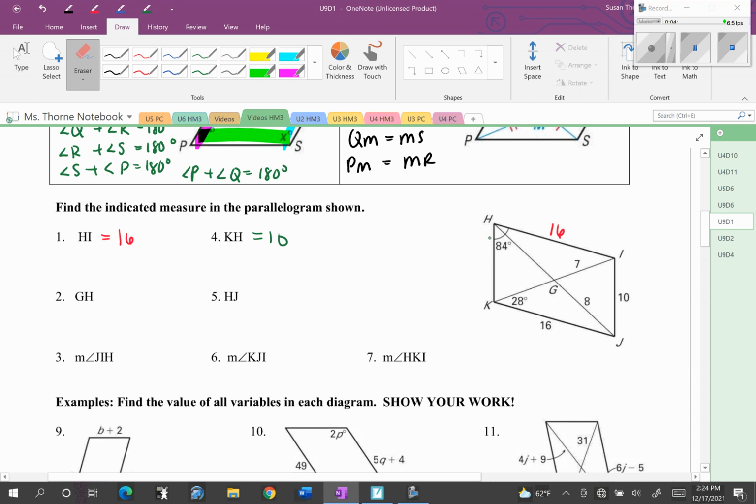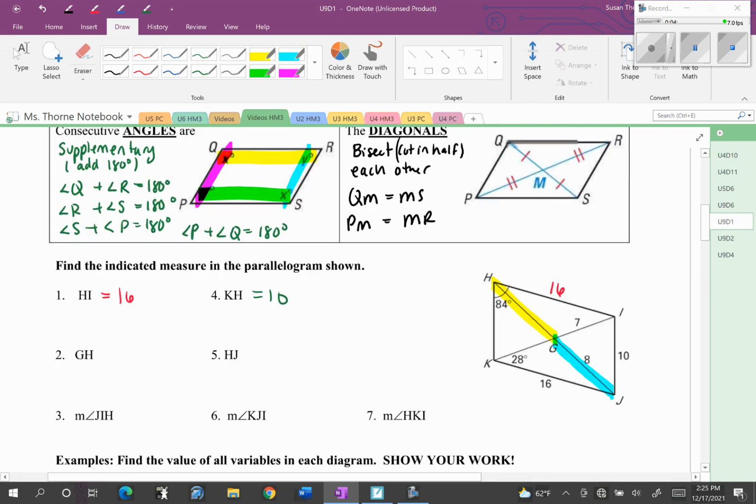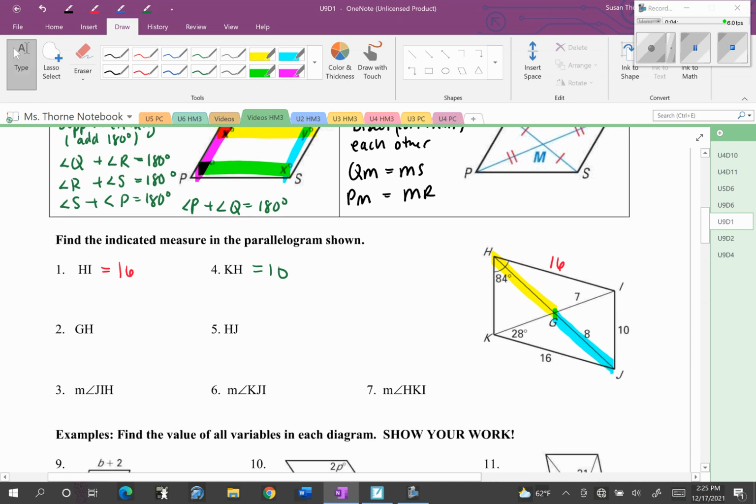The next one is GH, so G to H is this length right here. So if we know that this length here is 8, remember we just stated that the diagonals bisect each other. So therefore, that means that this length has to be 8. So this would be equal to 8. GJ is now the total length of the diagonal. So to find that, you just add 8 plus 8, which is 16.